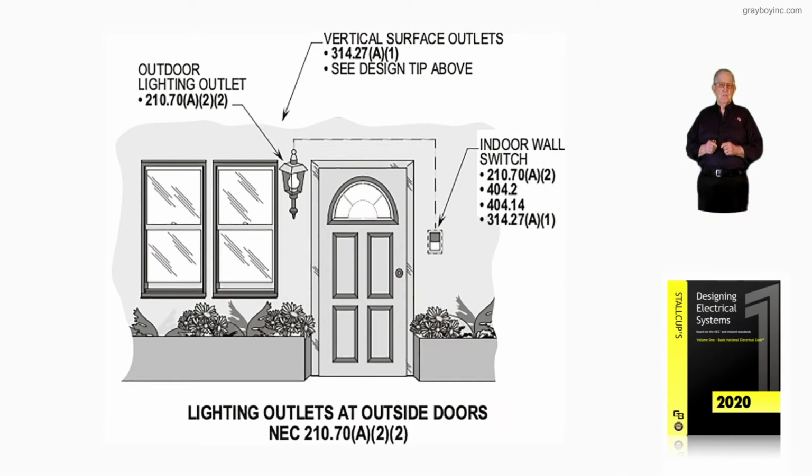Now, this illustration deals with lighting outlets at outside doors where you're exiting out of the dwelling, front, back, side, depending on the number of doors that you have. But notice we do need a wall switched outlet, and this is showing kind of a cutaway here with the indoor wall switch, and we have a light there for the outside.